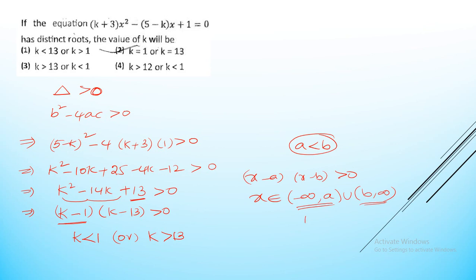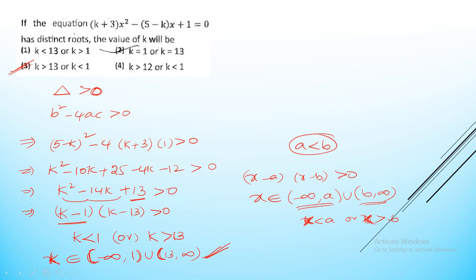So this can also be represented as x is less than a or x is greater than b. So this can also be represented as k belongs to minus infinity to 1 union 13 to infinity. So these all are open brackets. So the answer is k less than 1 or k greater than 13. So option 3 is my answer. So this is one more representation for this question.